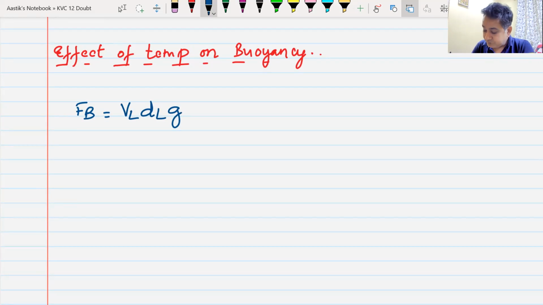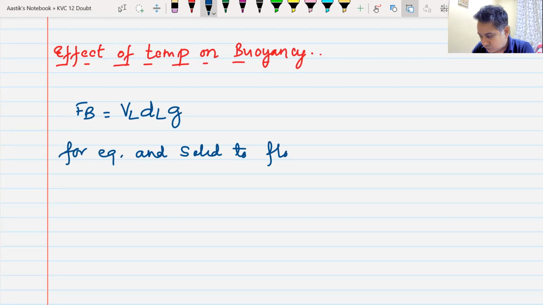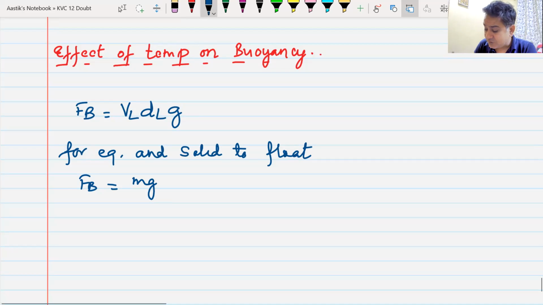Yes, sir. For equilibrium, for a solid to float, the condition must be that the buoyant force must be equal to the weight mg. Do we all understand this? Yes, sir. Okay. This is the first thing that you must understand.